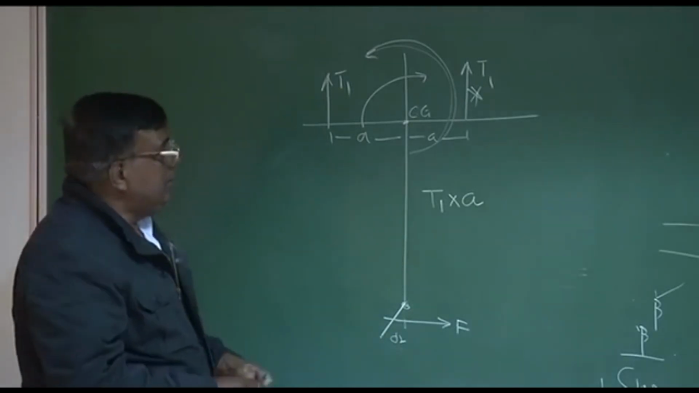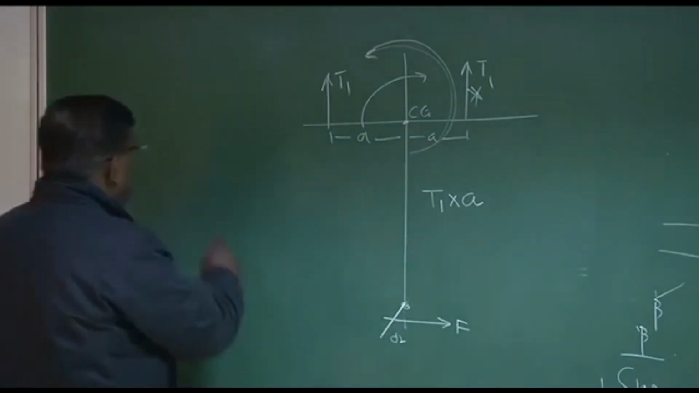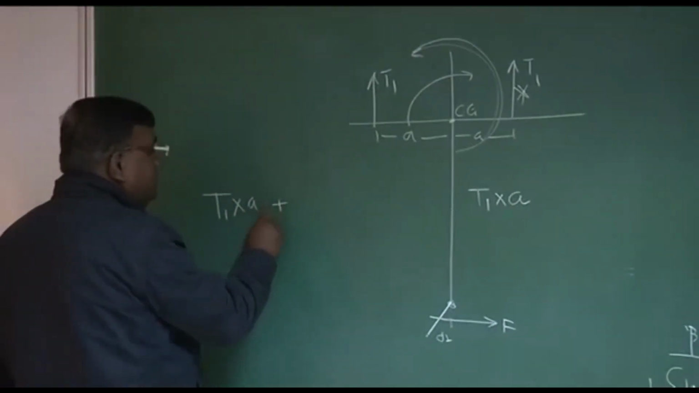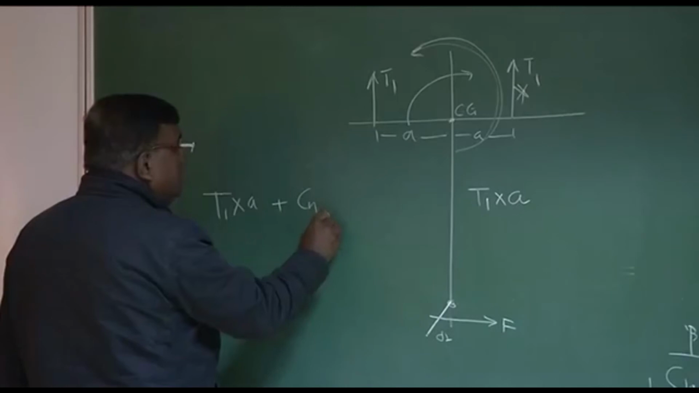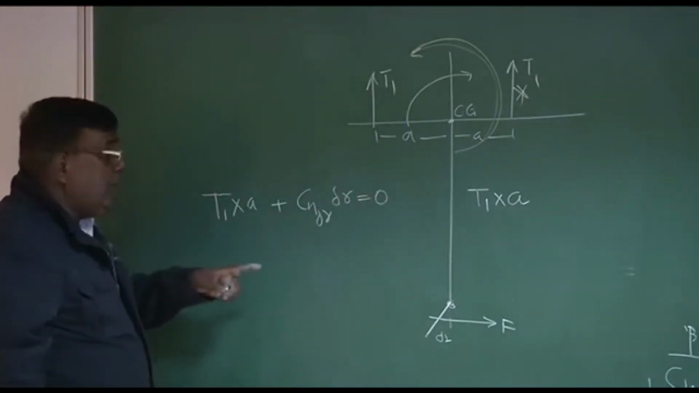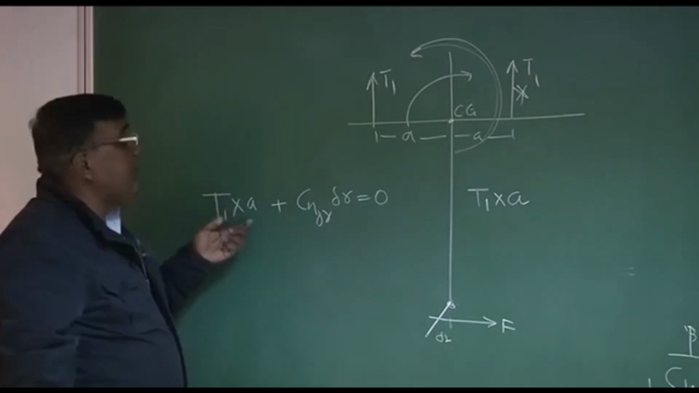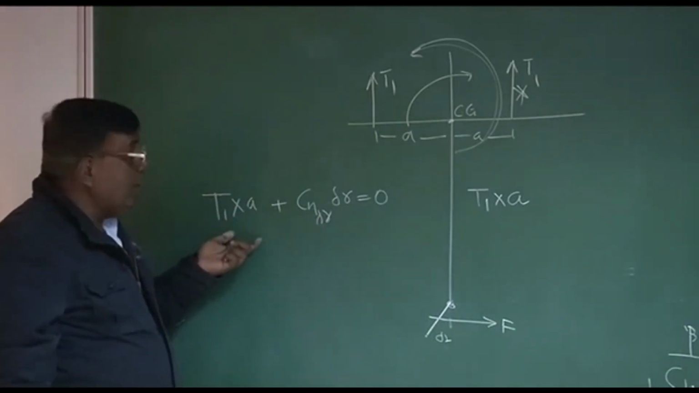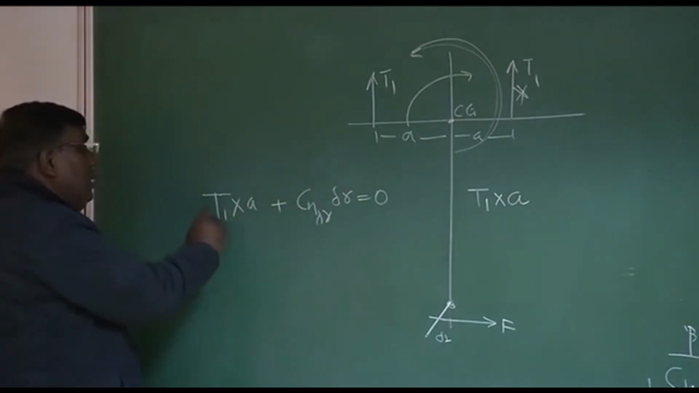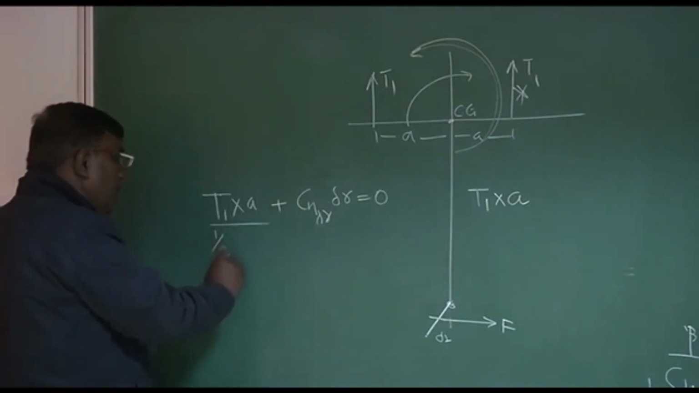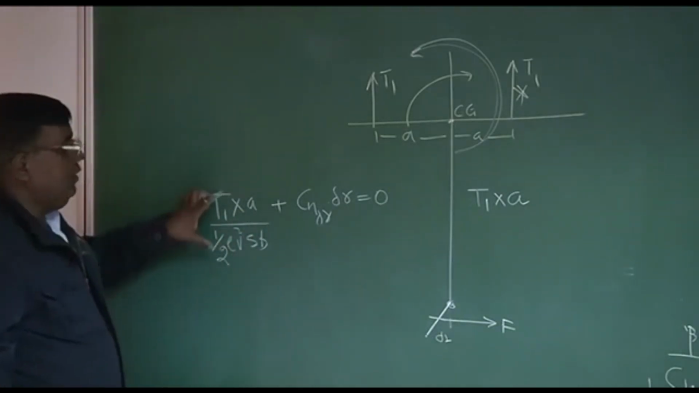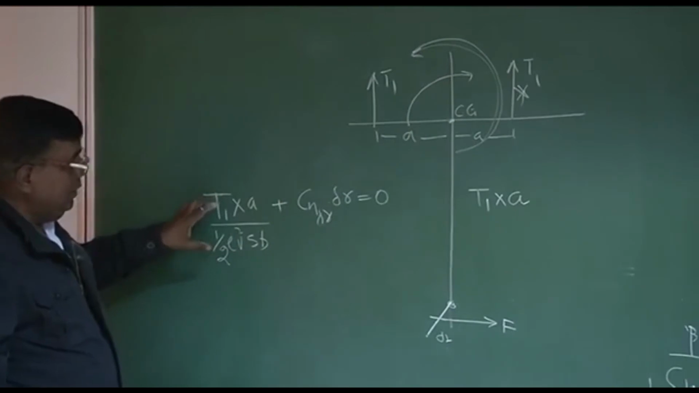But as far as yawing moment is concerned, I see that T1 into A plus Cn delta R into delta R should be equal to 0. But please note down, this statement philosophically is correct, but dimensionally it is wrong. This is Cn delta R, non-dimensional. This is dimensional. So what I have to do? I have to divide it by half rho V square S into b. So now this becomes non-dimensional.